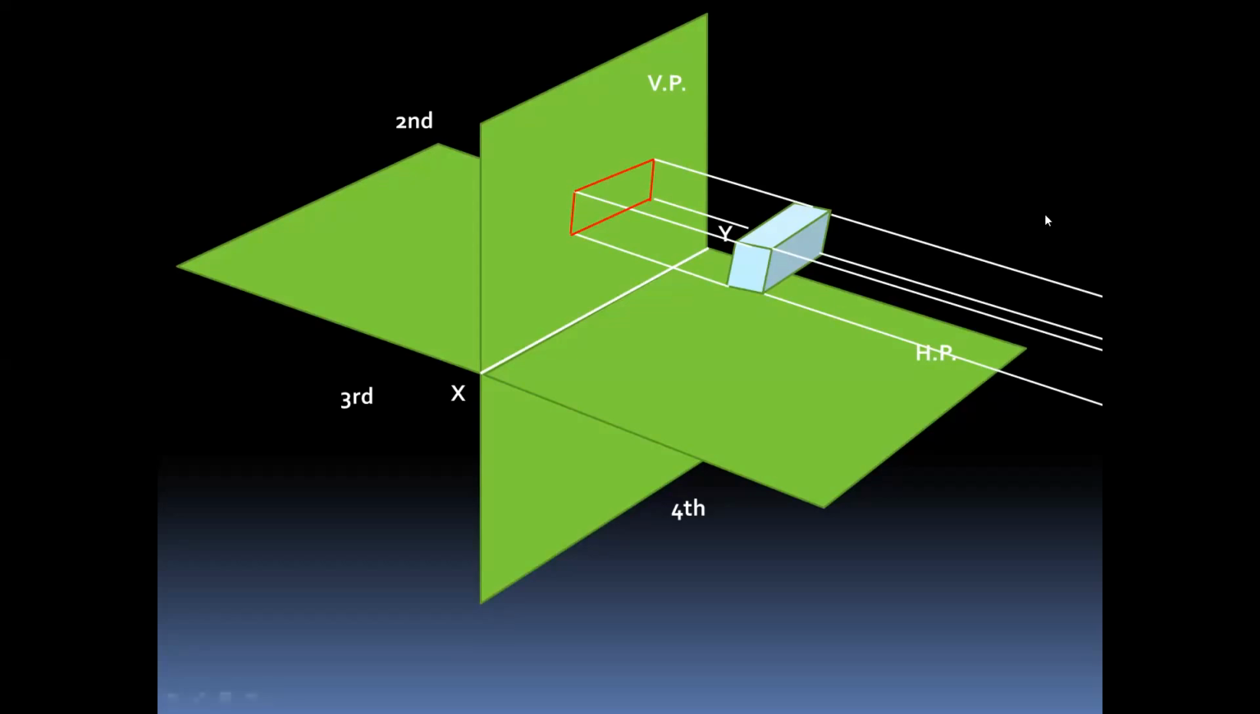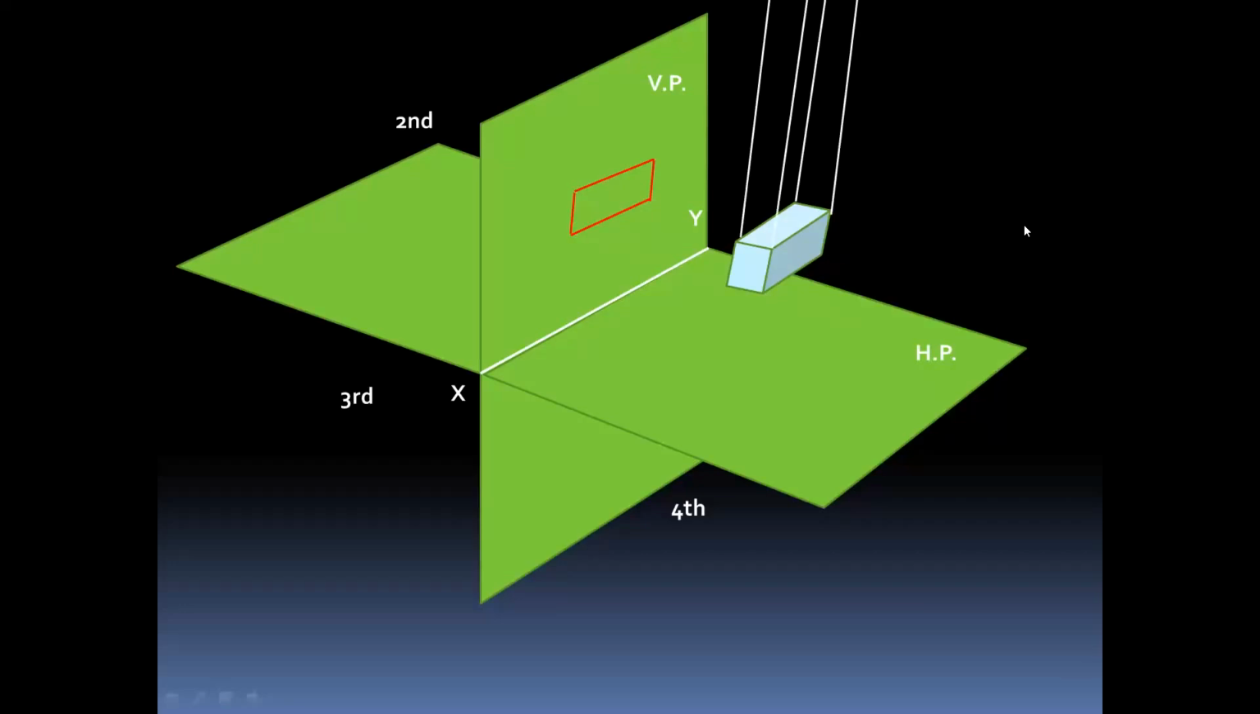Now suppose the observer tries to observe this object from the top direction. Just change the position of the observer. Initially the observer was here. This is the front direction, or this is called the front view. Now the observer is standing just above the object. This is called the top direction for the observer, and the view that is seen from the top direction is called the top view.